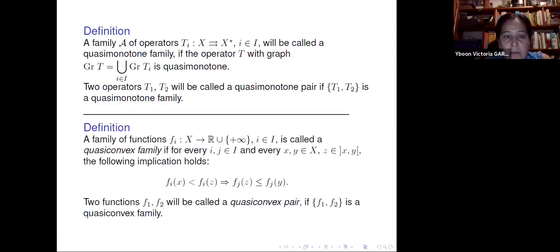And in parallel, we have the definition of a quasi-convex family. A family of functions F is called a quasi-convex family if for every A and G who belong to E and every x and y in X, the following implication holds. So if f at x satisfies that, we have that his A and his G. In particular, we say that two functions will be called a quasi-convex pair if this set is a quasi-convex family. So we have two concepts, one in the family of functions, the other one in the family of operators. They are parallel.